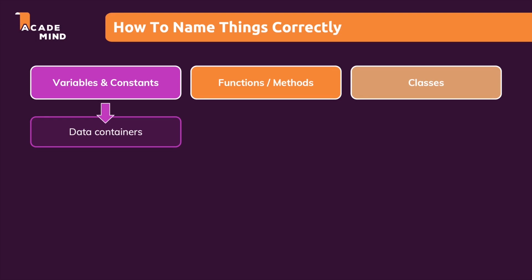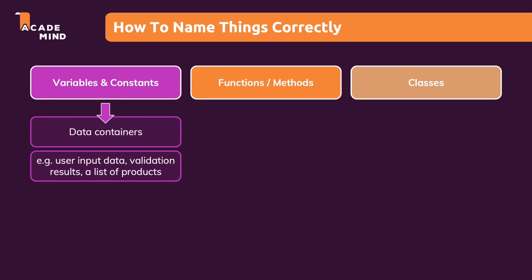We use them to store some data. That could be some data entered by a user, for example, in a web application. That could be the result of validating that user input. It could be a list of products, a single product, anything like that.